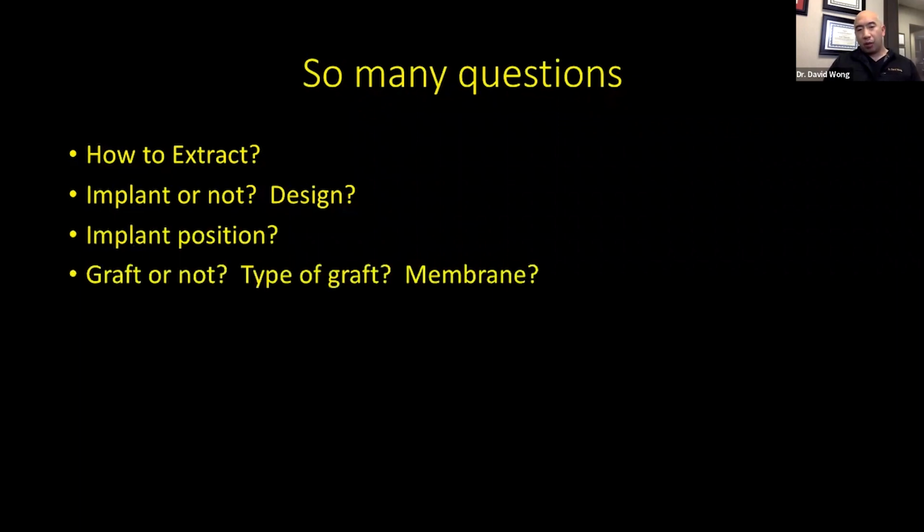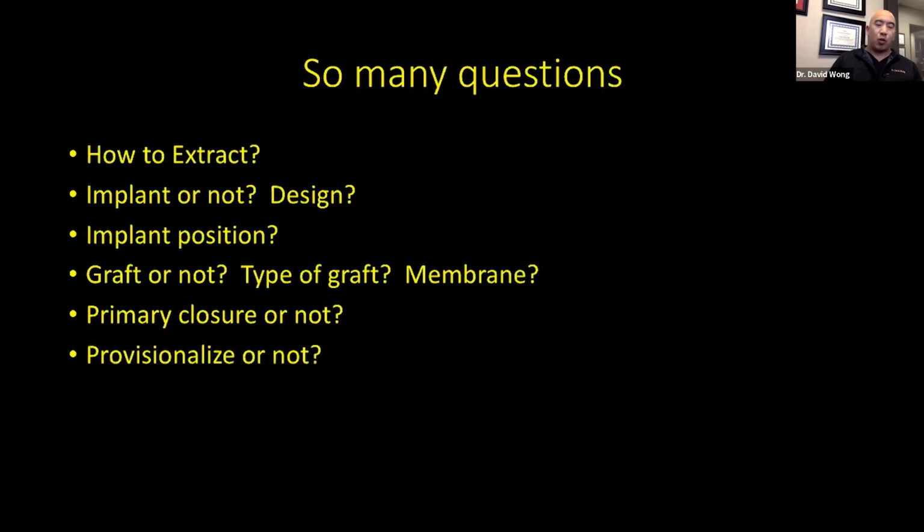Number 4, now that you have the implant in, it's going to be obviously skinnier than the socket. Do you put a bone graft in the gap between the implant and the socket, or not? And if so, what type of graft do you put in there? And do you have to use a membrane? There's a lot of questions that we have to talk about. Do we need sutures? Are those important? What about a provisional? How do you know if an implant's stable enough to go ahead and put a provisional on?